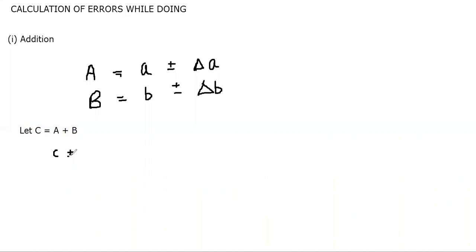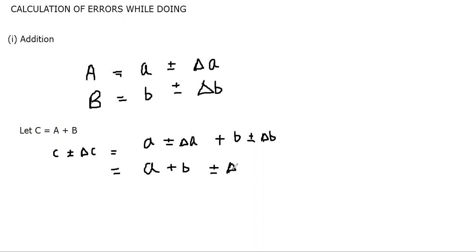that is, small c plus minus delta C is equal to, the value of A is a plus minus delta A, plus the value of capital B, which is small b plus minus delta B. Now, if I arrange them properly, it would be a plus b plus minus delta A plus minus delta B. Okay, no problem in that. So a plus b.